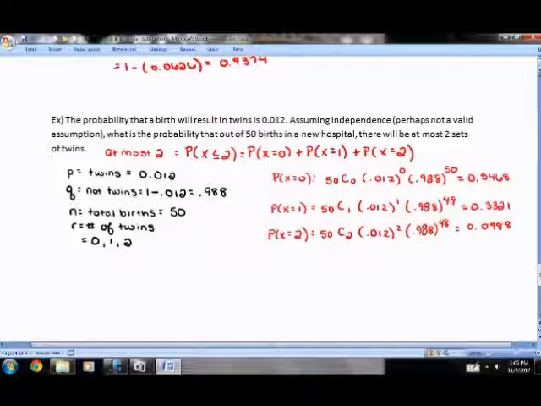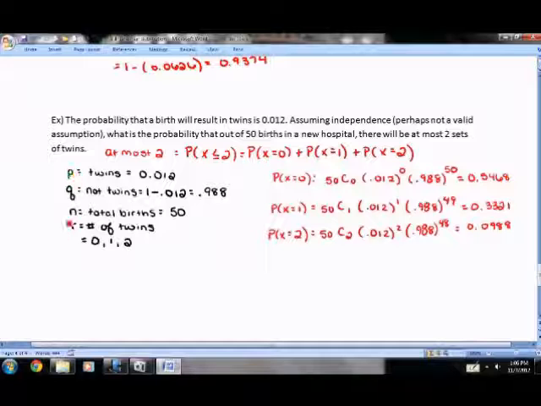Okay, so let's look at this very last example. The probability that a birth will result in twins is 0.012. Assuming independence, perhaps not a valid assumption, what is the probability that out of 50 births in a new hospital there will be at most 2 sets of twins? Yet again, at most means x is less than or equal to 2, because at most means it could be 2 or less. So you could have 0 twin births, 1 twin birth, or 2 twin births. So what you do is calculate all these values out.